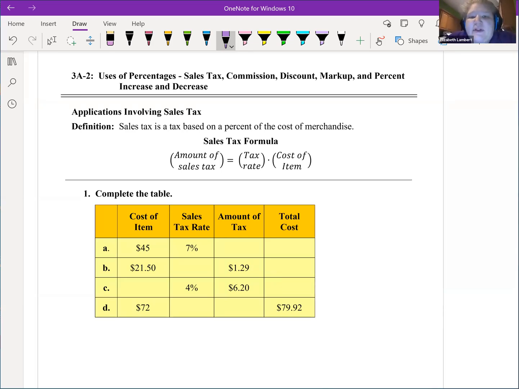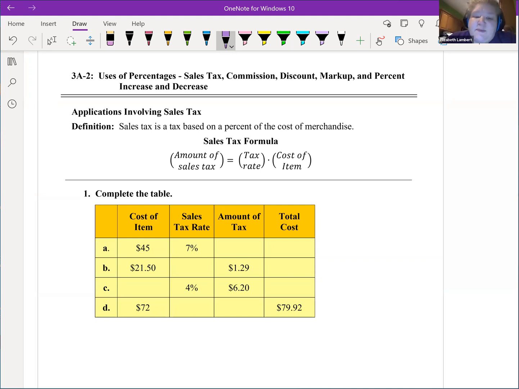Hello again, my lovelies. So now we are looking at the next part of percentages. These are all application problems, but these are actually the kind of application problems you might see. Certainly the first one. You may not have to calculate it that much, but this is what's going on behind the scenes. So our first one is sales tax.